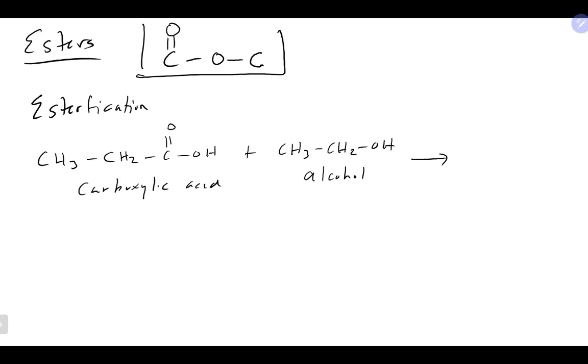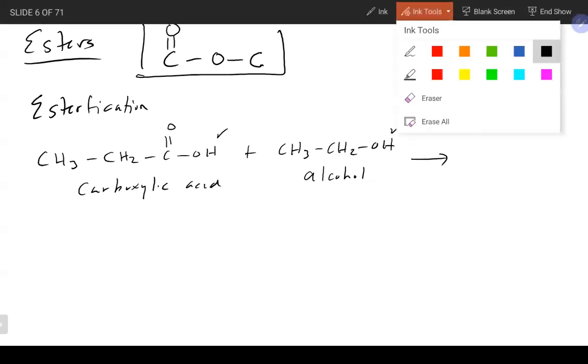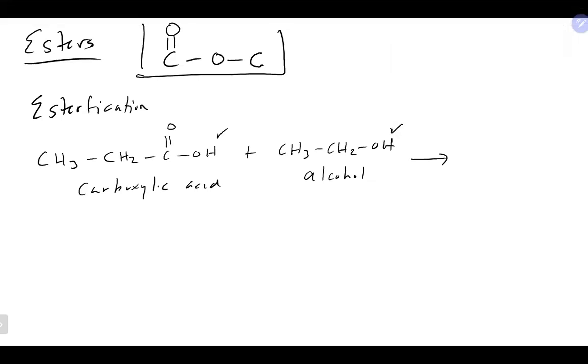Now, I would highly recommend that if you have a reaction such as this, you take your alcohol and your carboxylic acid and actually turn them around, because it will make the reaction a lot easier for you to draw. What you want to happen is the hydrogen on the alcohol and the hydrogen on the carboxylic acid facing each other. So I'm going to erase that there, and I'm just going to draw it the opposite way, turn that guy around, so the two hydrogens are facing each other.